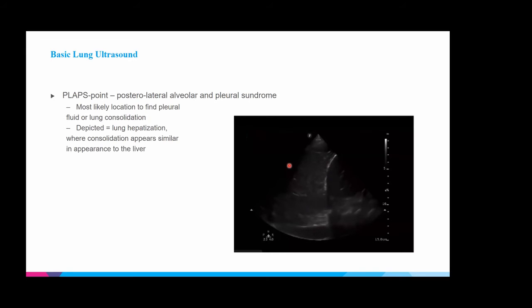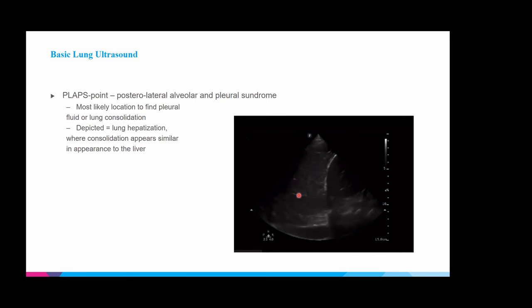And so this is called your PLAPS point, and it stands for posterolateral alveolar and pleural syndrome. And this is going to be your most likely location to find pleural fluid accumulating or lung consolidation. And so it's important that you always check this area. This is going to be in the posterior aspect of the lung. So sometimes you have to go even more posterior than the mid-axillary and really have the patient sit up and move the probe backwards.